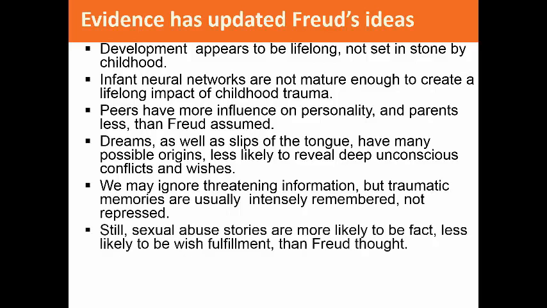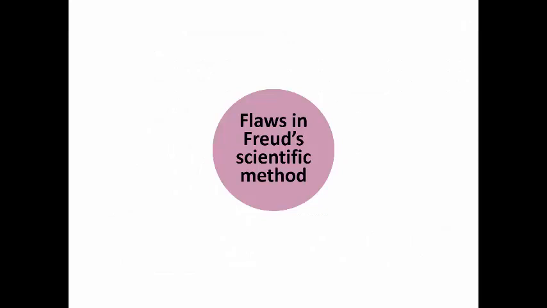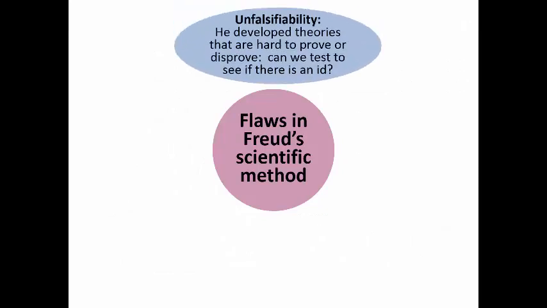However, sexual abuse stories are more likely to be fact and less likely to be wish fulfillment. So Freud kind of said sometimes people would imagine these stories because they had unconscious wishes to be in a sexual relationship with somebody, but that really often is not the case. And gender and sexual identity seems to be more a function of genetics than the Oedipal conflict and relationship with parents. So what are some flaws in Freud's scientific method?